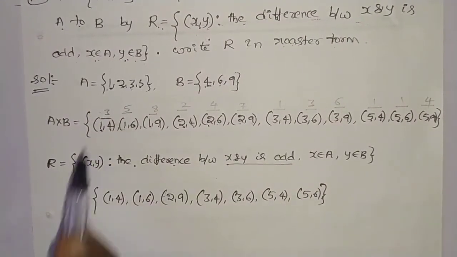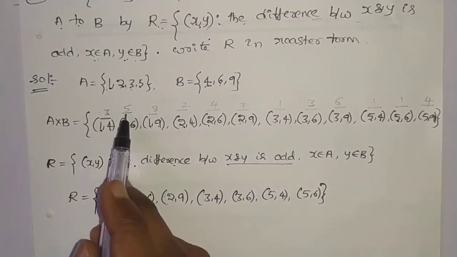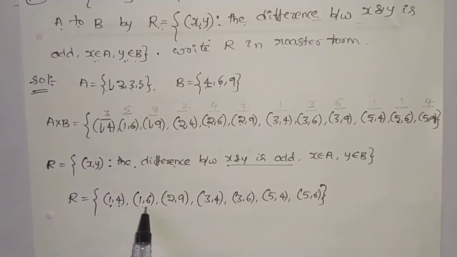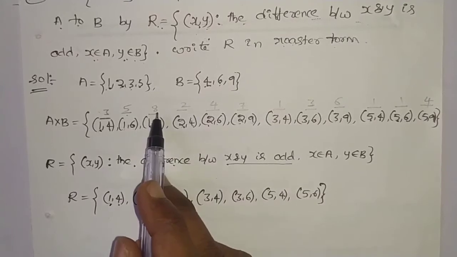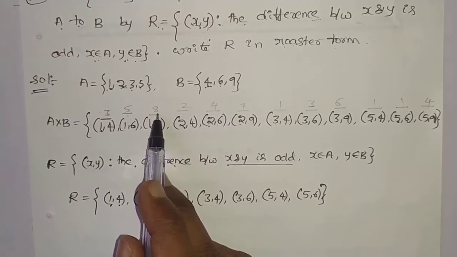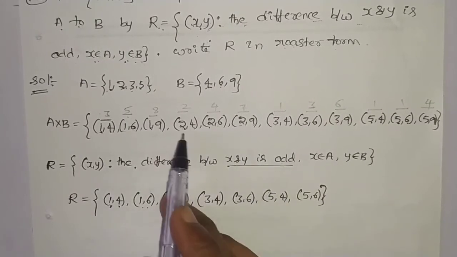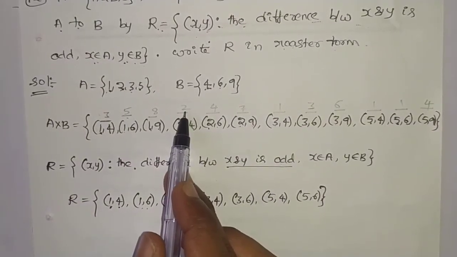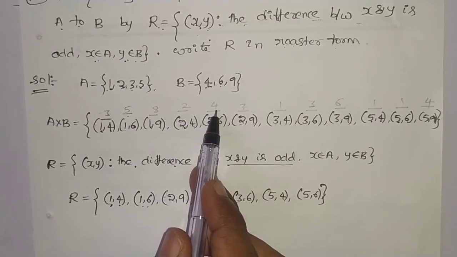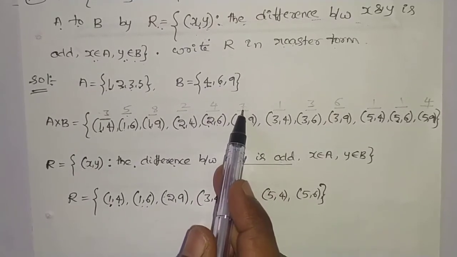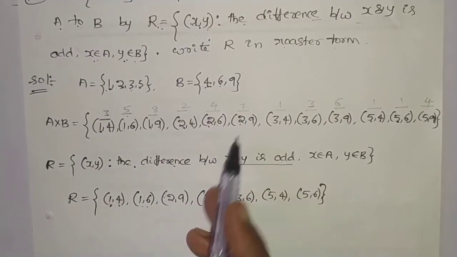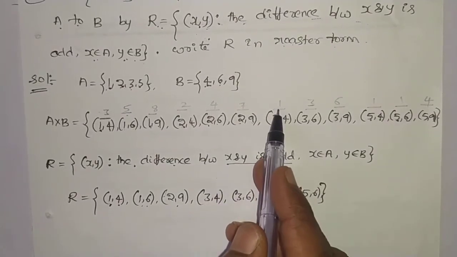3 is an odd number, 1 4 I have written. 5 is an odd number, 1 6 I have written. 1 9 is an even number. We should not take even. We have to take only odd numbers. Okay, next 2 4. 4 is even. 7 is an odd number, 2 9 written.